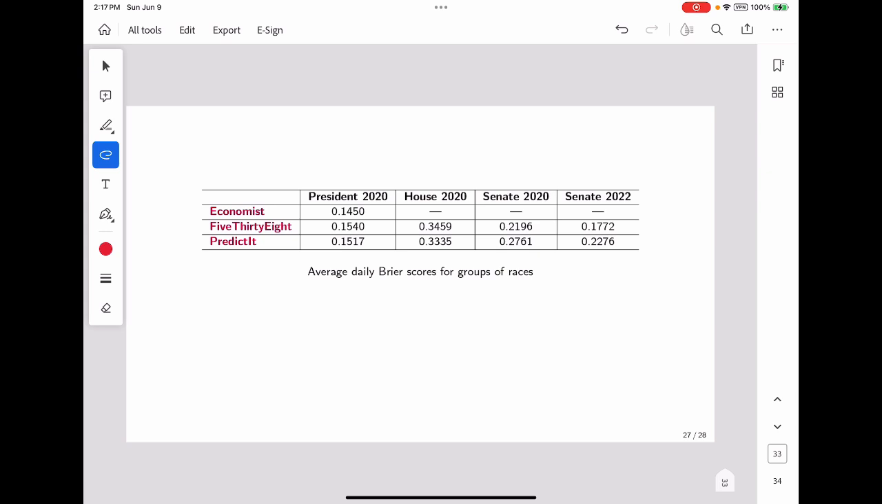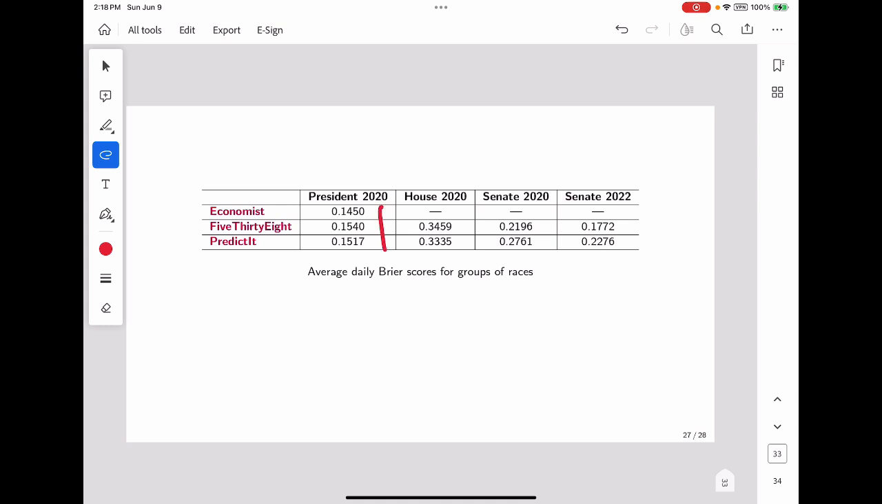Now, if we look at conventional measures of performance, like the average daily Brier score, you see a slightly different picture. So for example, if you compare the Brier scores of 538 with PredictIt for the presidential election, you see that the market actually outperforms the model. But the profitability test tells you something different. It tells you that the model outperformed the market for President 2020. That's the information you see right here.